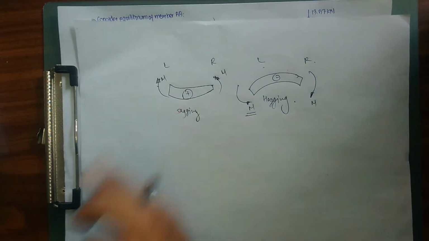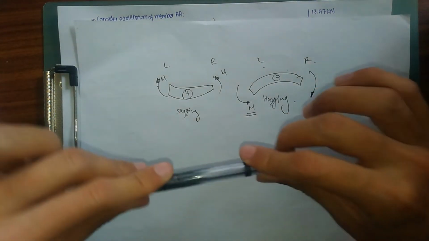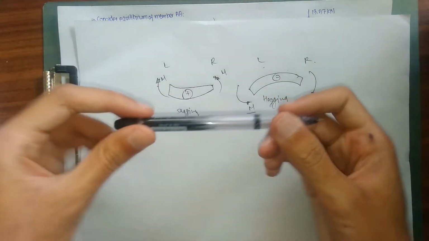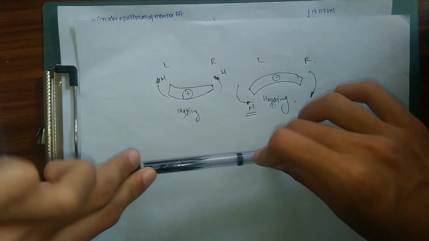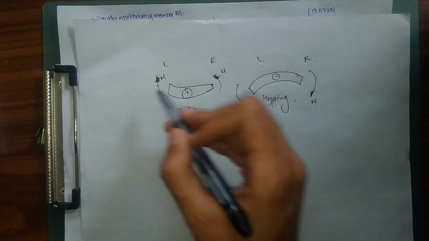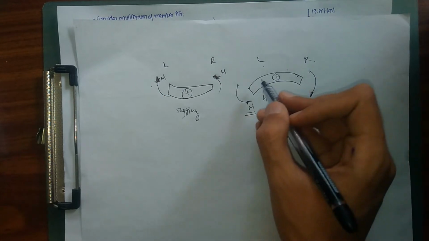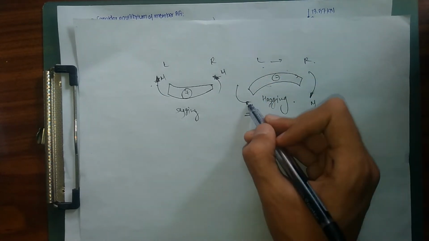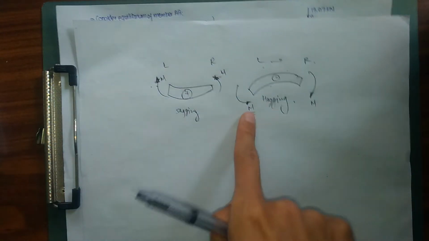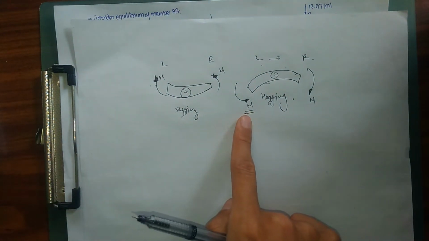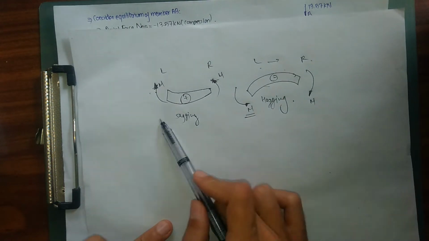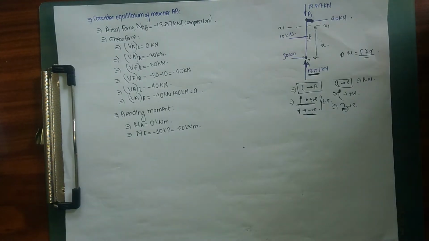Left to right, sagging means our beam is moving upward. As you can see here, this is our beam, it's going to move in an upward direction. So we are going to take this clockwise moment as positive, while moving from left to right. Our anti-clockwise movement, which means hogging, where our beam is moving downward, we're going to take as negative. So I hope you have understood how sagging and hogging work for bending moment.